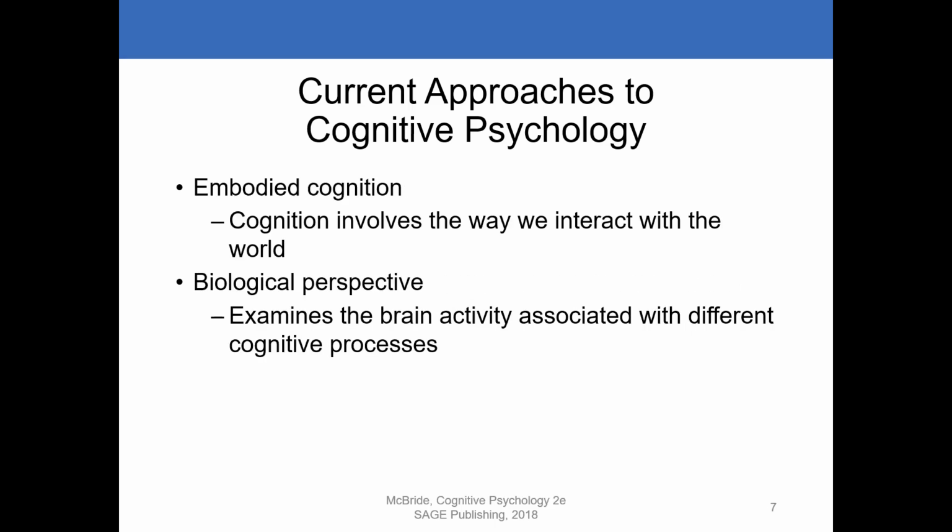The other thing you have to think about is our brains aren't just floating around. Yes, we have a brain, we have a mind. We'll talk about dualism and monism a little bit later on, but our brains are embedded. So our cognition is involved with how we interact with the world.